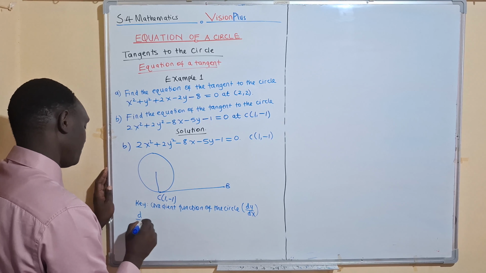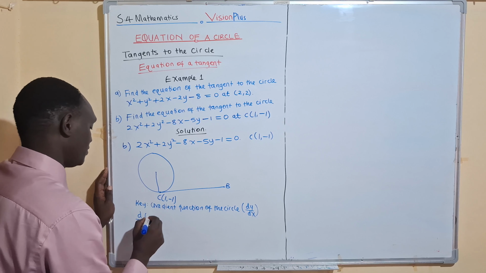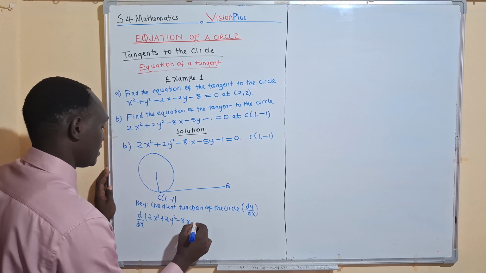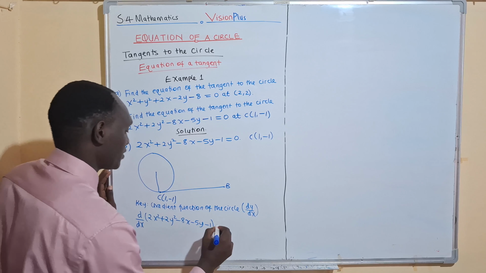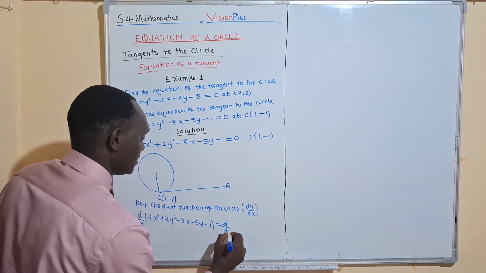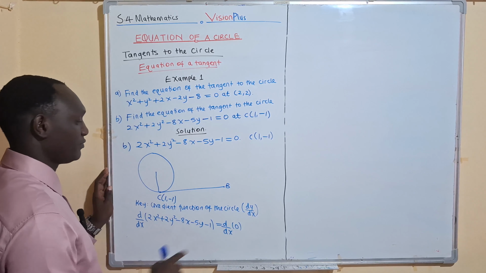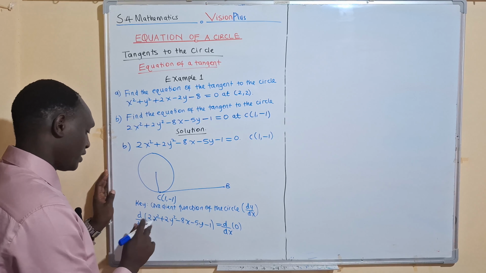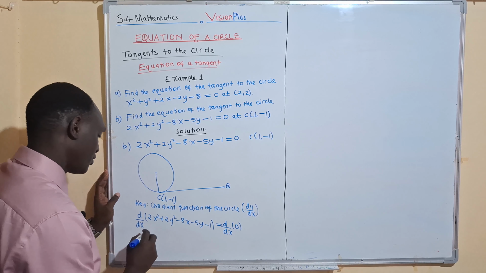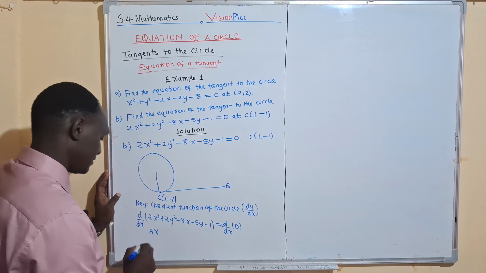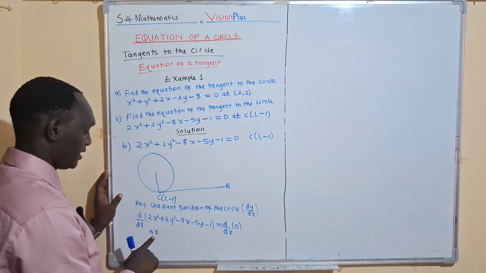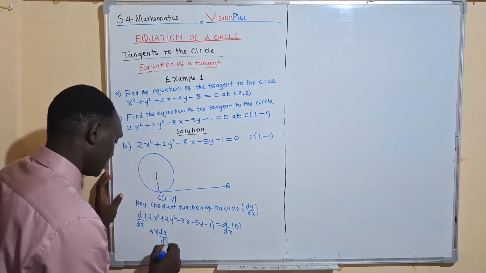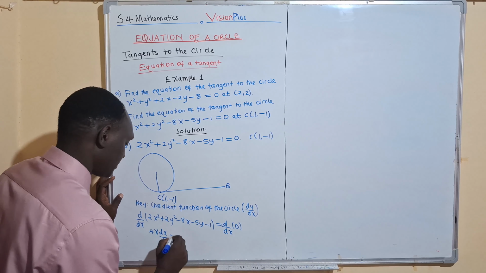That means we shall have d/dx of the left hand side, which is 2x squared plus 2y squared minus 8x minus 5y minus 1 equals to, we also differentiate the right side, which is 0. So we are coming to differentiation now. If you differentiate 2x squared, what do you get? We get 4x. We have differentiated the function in x, so we attach here dx/dx, but we are differentiating with respect to x still. Then the sign here is plus.